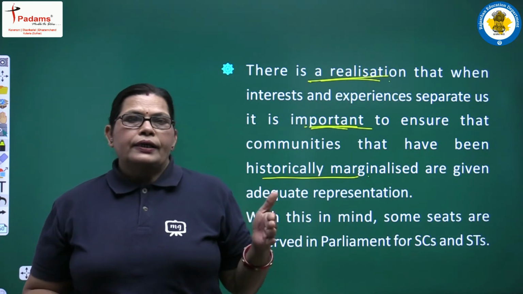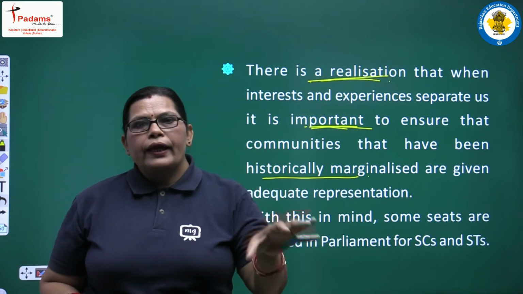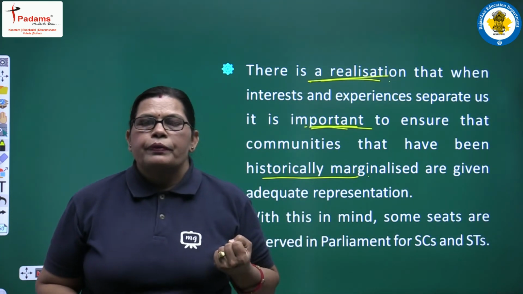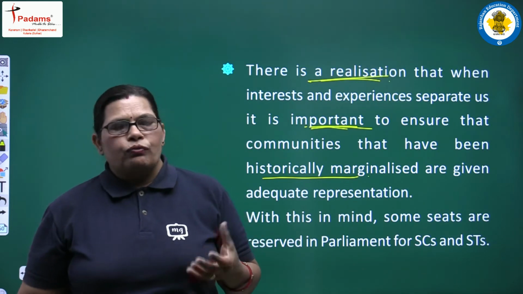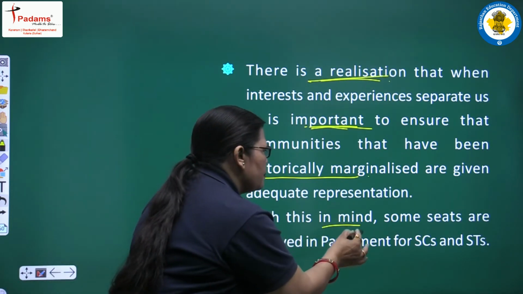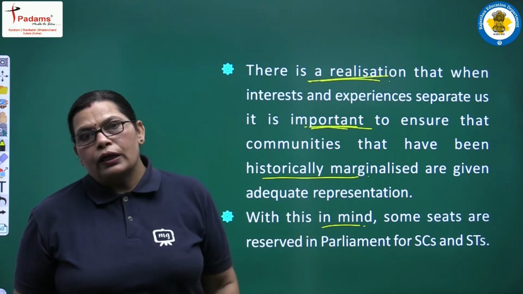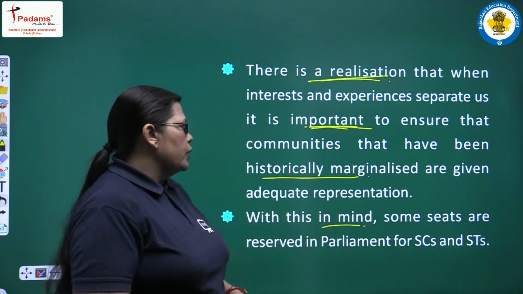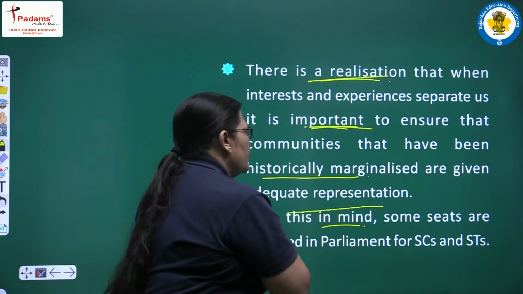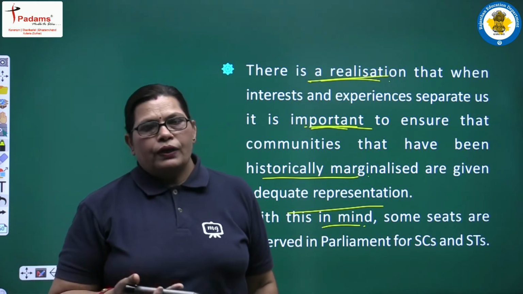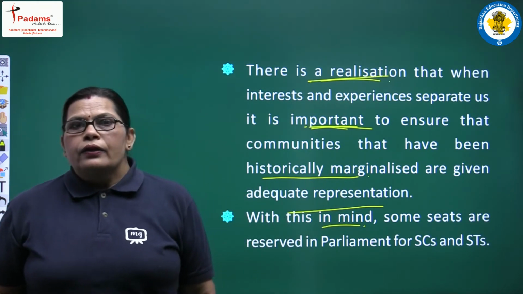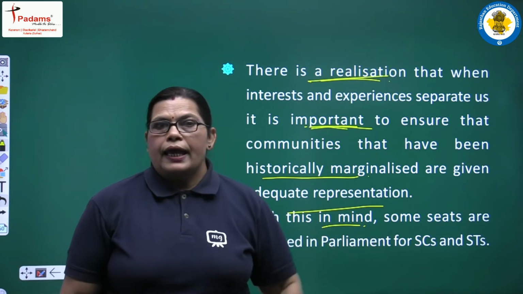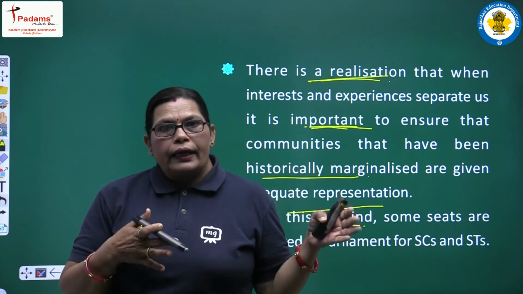The adult will elect a very well representative who has the qualities of the great members of the parliament. With this in mind, some seats are reserved in parliament for SCs and STs. Why are these seats reserved for SCs and STs? Because at that time adequate representation was not there, as we had already discussed, and we see that these SCs and STs had no reservations at that time.